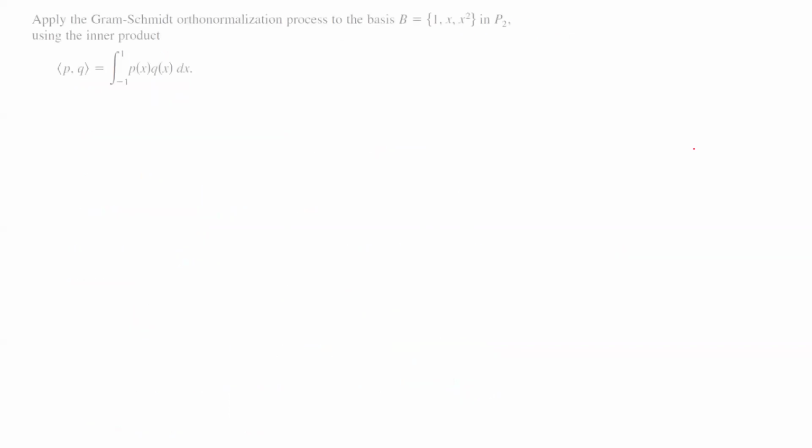The last example for you: apply the Gram-Schmidt orthogonalization method and also the orthonormalization method to the basis B, which includes 1, x, and x squared in the vector space of all polynomials of degree 2 and less. And then it says, for this vector space, I want you to use this inner product function. This inner product function says to use the definite integral of the multiplication between P and Q.